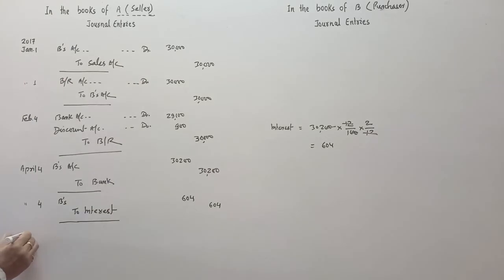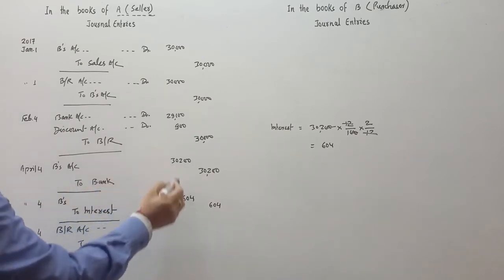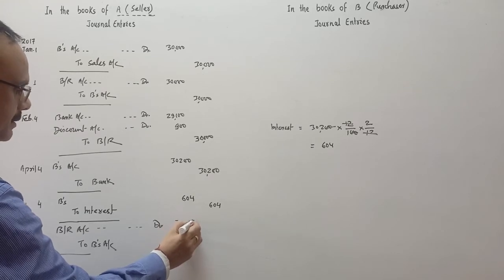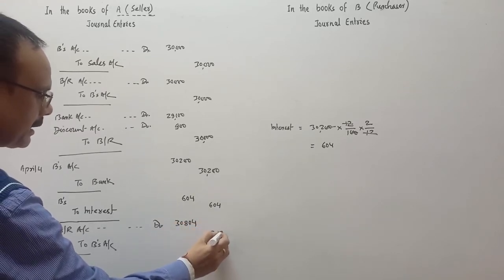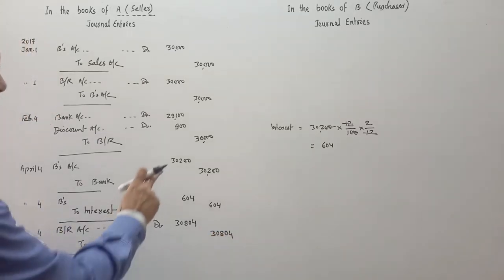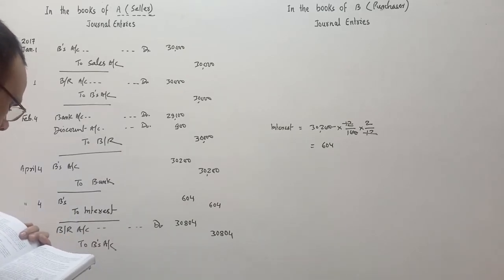Now the new bill will be on April 4, bills receivable account debit to B's account, 30,200 plus 604. So the new bill will be 30,804 rupees. 30,804 rupees means the amount of the bill plus noting charges 200 plus interest. So the total amount is 30,804, the amount of the new bill.